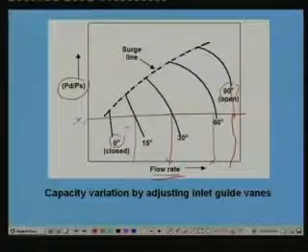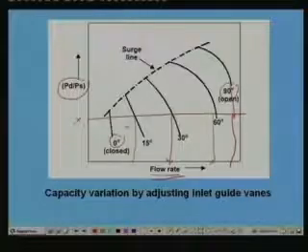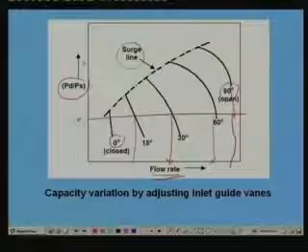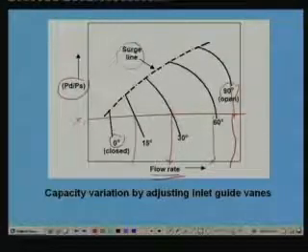And as I said, this is a very popular method of controlling the capacity, and here you can see that there is a surge line. I will explain what is surging in this class. Normally the performance is not shown beyond the surge line.